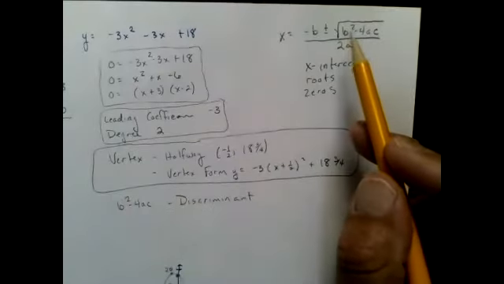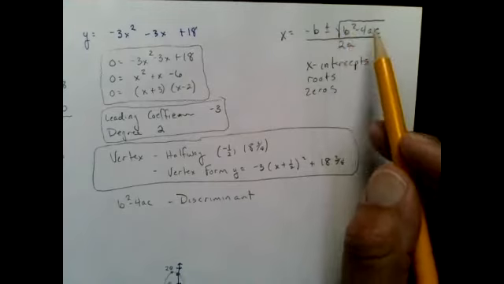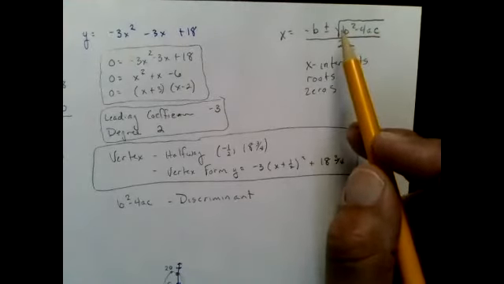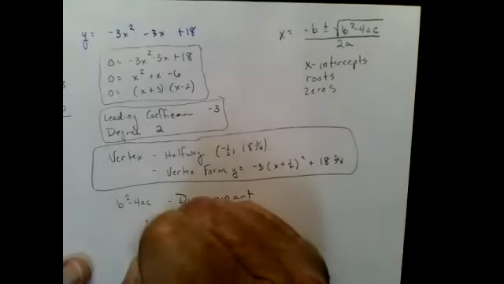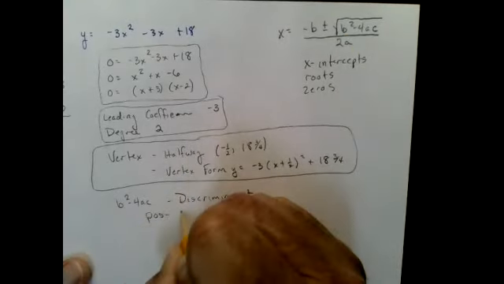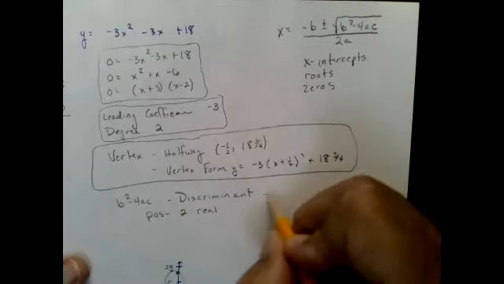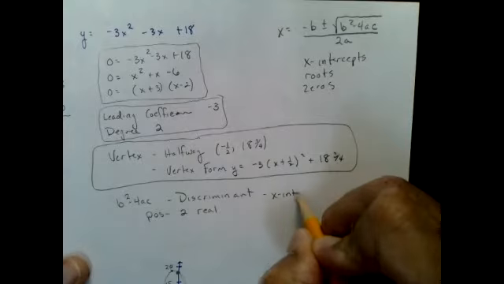If this was a positive number, I could take its square root, and then I would have two answers or two x-intercepts. So if it was positive, I had two real x-intercepts. Remember, the discriminant helped me find x-intercepts.